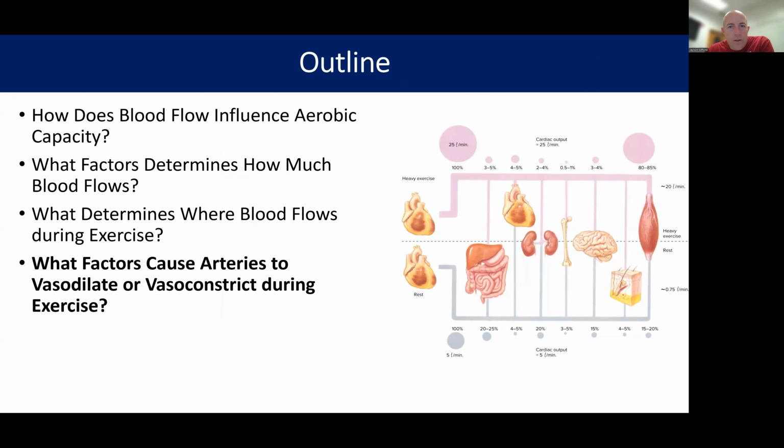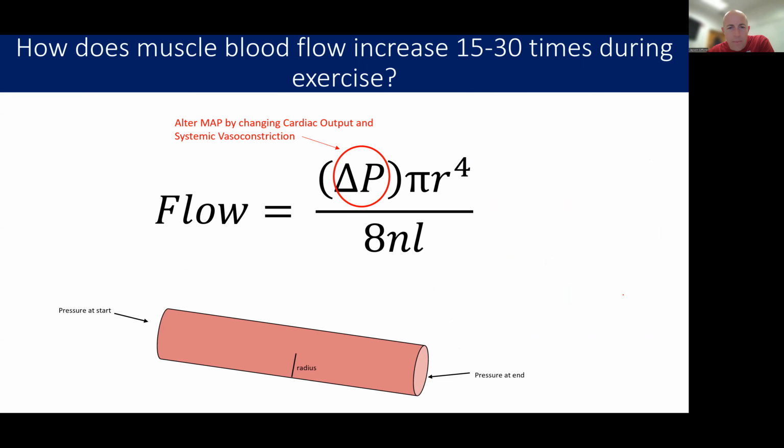All right, so how do you determine vasodilation during exercise? What causes these arteries to vasodilate or vasoconstrict? We talked about the smooth muscle, that it increases or decreases the overlap of actin and myosin, and then the overlap of the smooth muscle cells. But what dictates that?